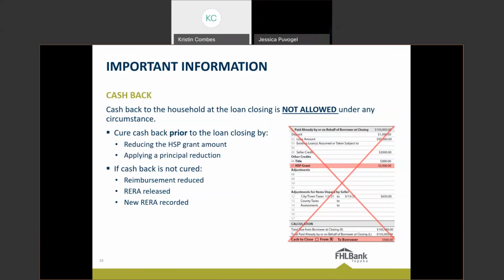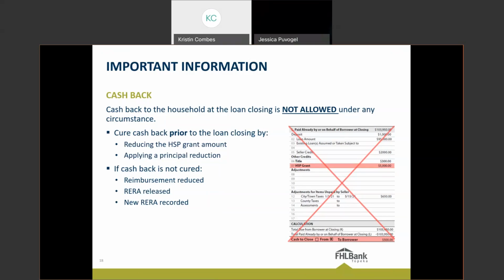In addition, the RERA must be released and a new RERA will have to be executed and recorded for the reduced reimbursement amount. In the end, allowing cash back ends up costing your institution money. Correcting the CD and collecting the funds from the home buyer after the loan has closed is not an option. Cash back must be cured prior to the loan closing.